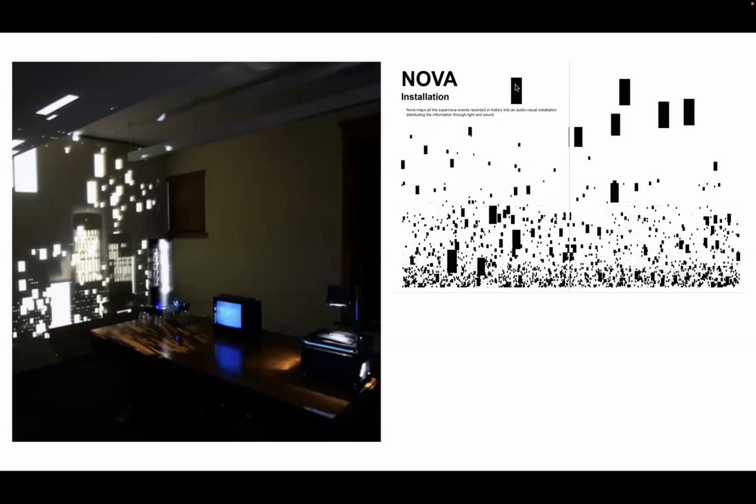So we basically have these rectangles. The size of the rectangle represents the size that was interpreted by that supernova and placed in time.